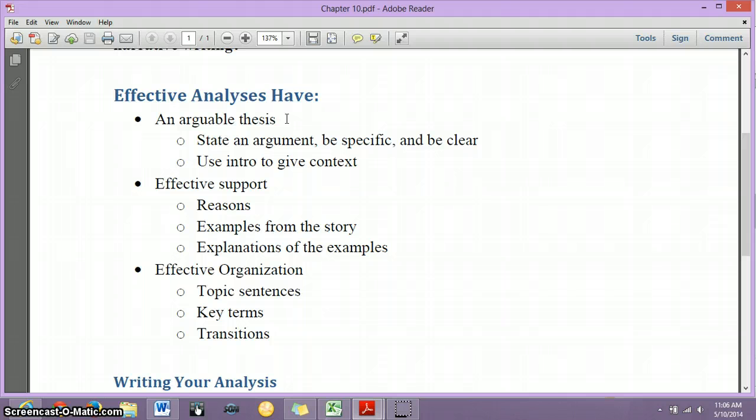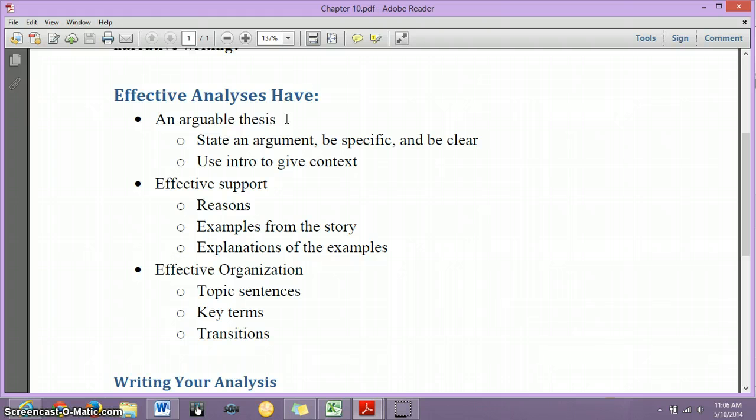So it's kind of your opinion, but you would never state it as that. Don't say, "I think that," and then go on with your thesis. Just present it as objectively as you can. But it still needs to be an argument, and make sure you're really clear and specific as to what you're arguing.